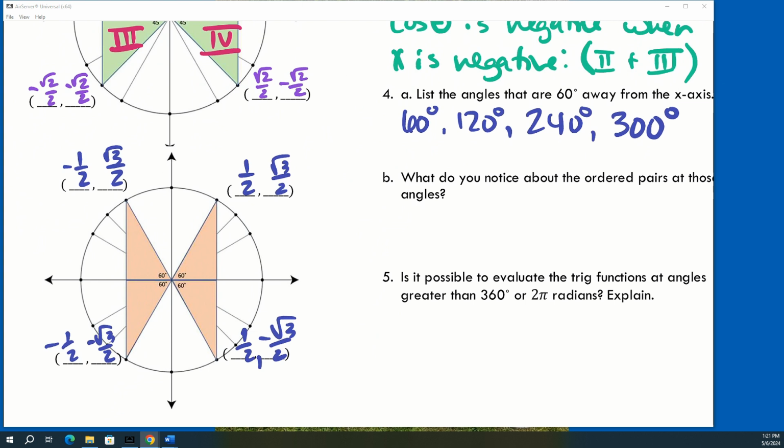Okay, and then you should notice the same thing we noticed earlier, that the ordered pairs are either the same or they are opposites.